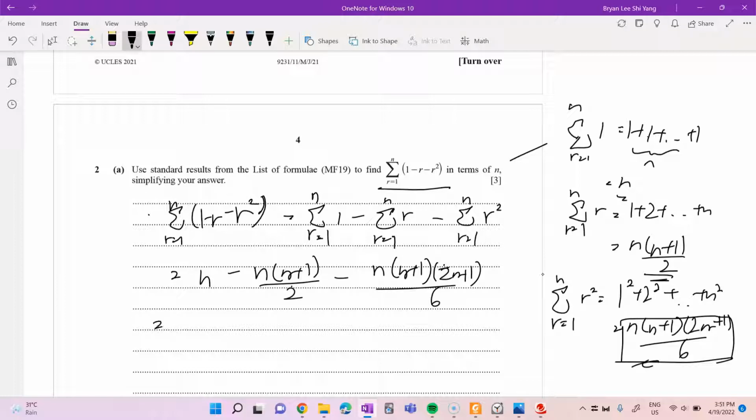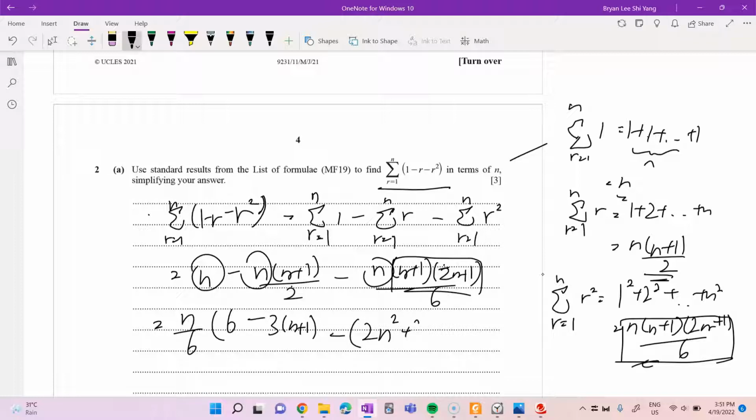Now, since we see that we have an n in all three terms, I can take the n out. And then what I want to do next would be to take out a 6. So what I'll have here would be 6. So this cancels out. Minus times 6, we have 3n plus 1 minus, can I just multiply this? So we would have 2n squared plus 3n plus 1.